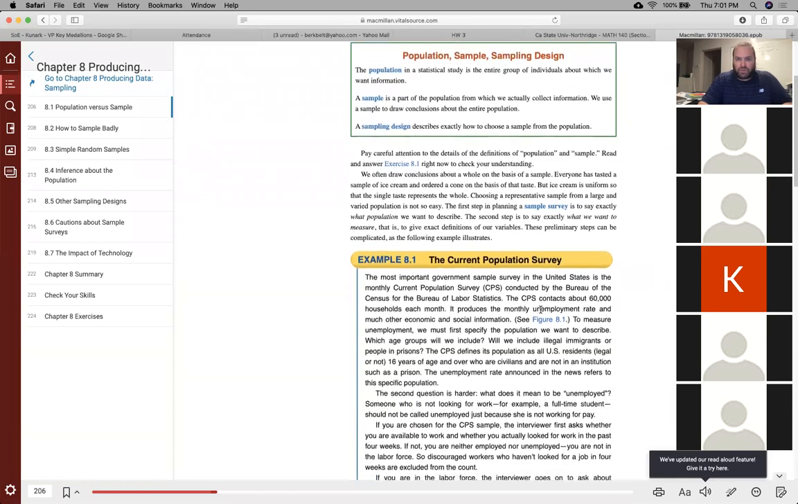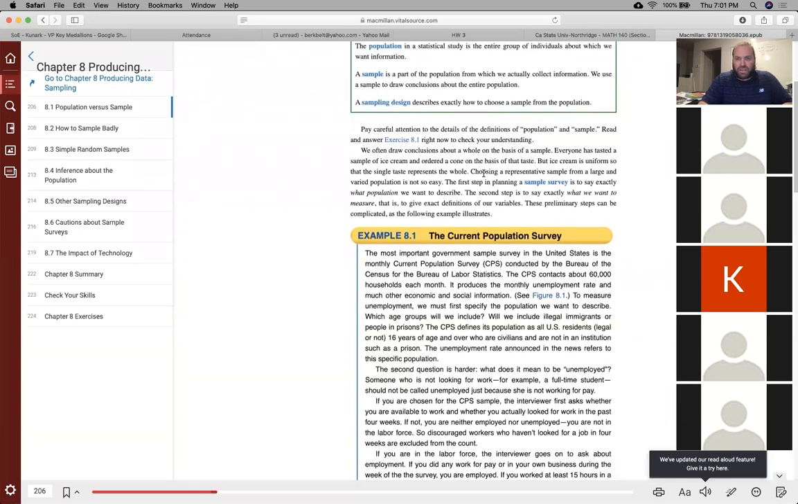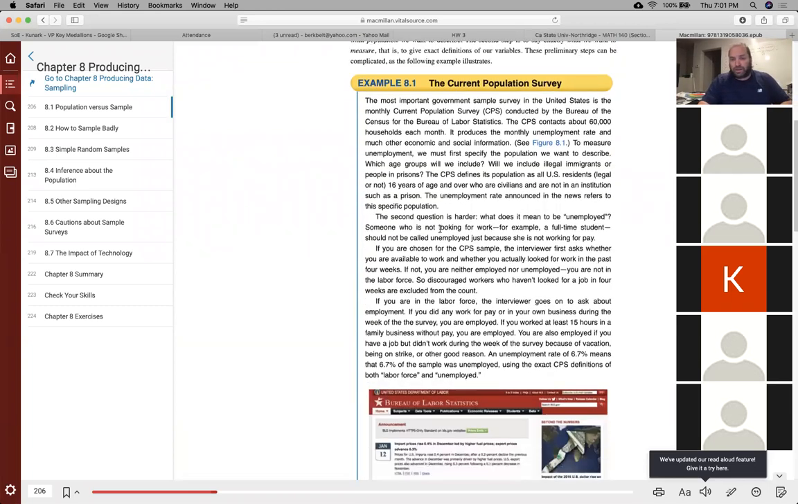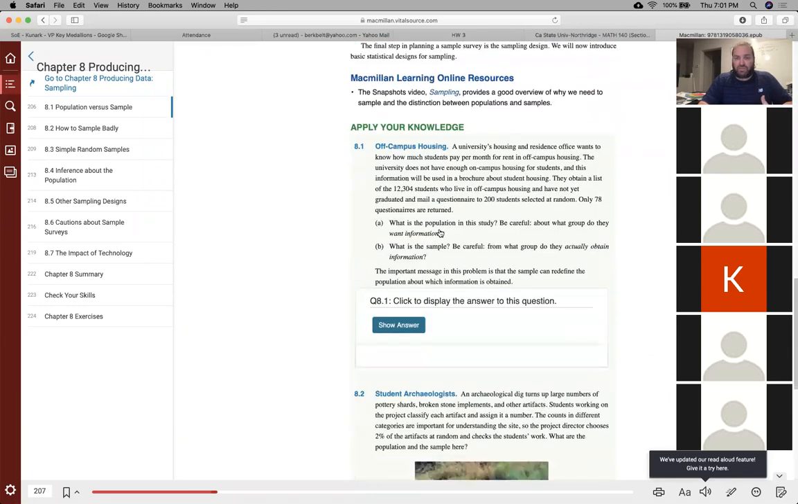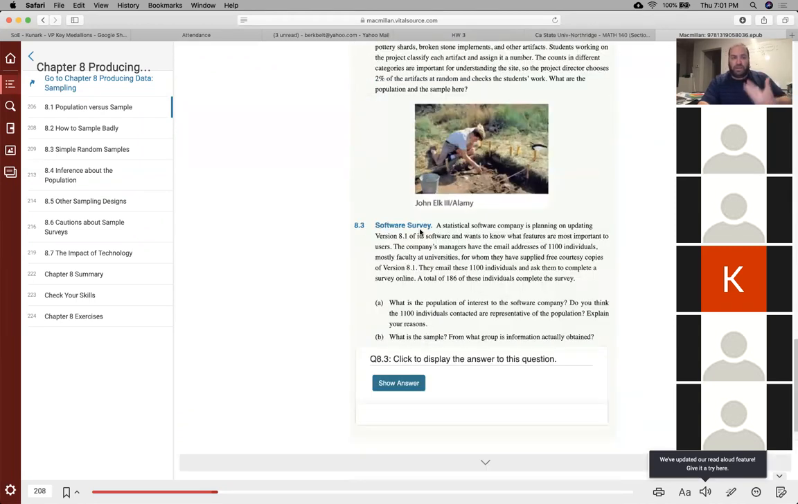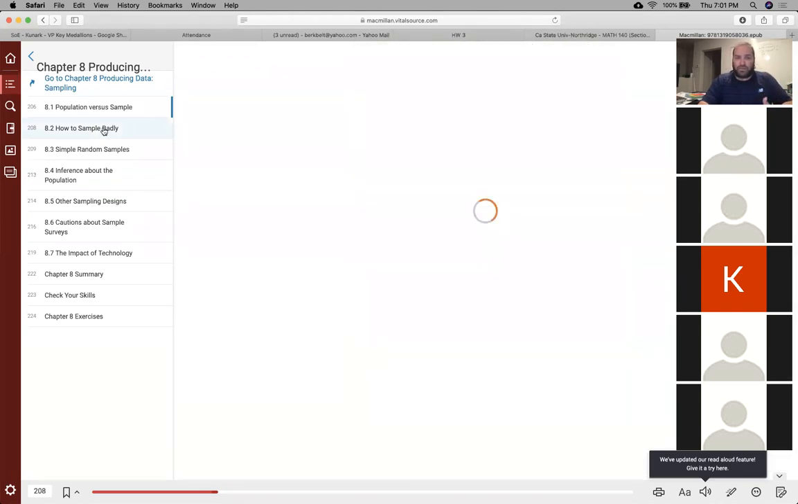So let's see what it says here. It says, choosing a representative sample from a large and varied population is not so easy. The first step in planning a sample survey is to say exactly what population we want to describe, then what we want to measure. These are all things that you can read about in the chapter. I hope you do. I want to focus on the main things of the chapter to give you the overview, and then you can go into the details yourself by reading it and by doing the homework.